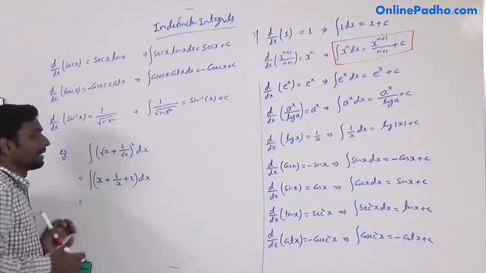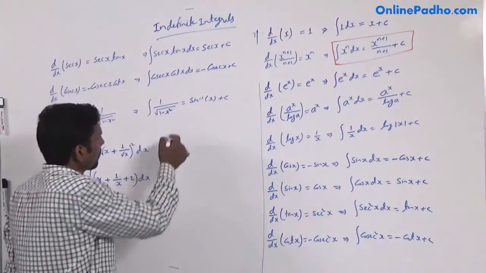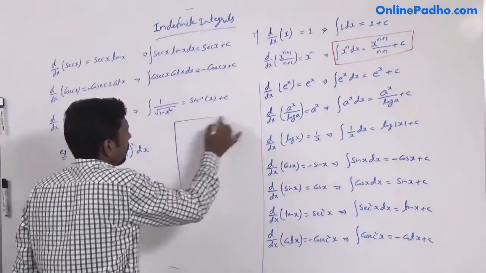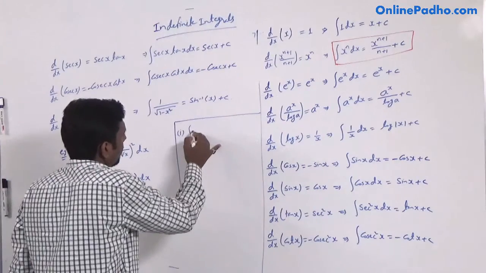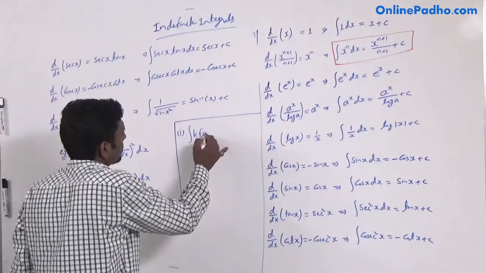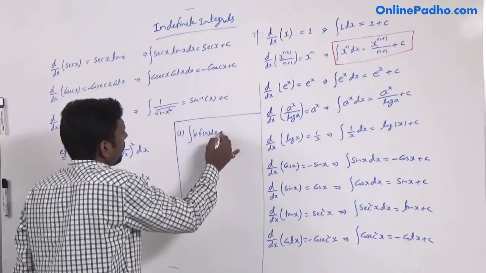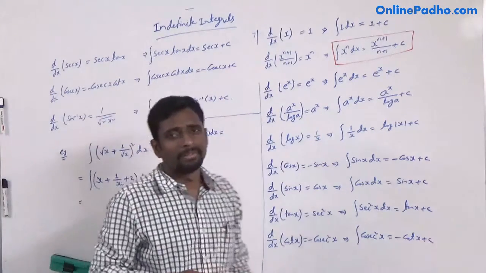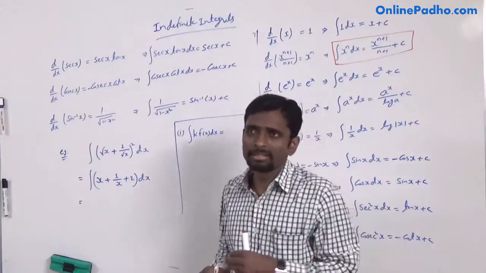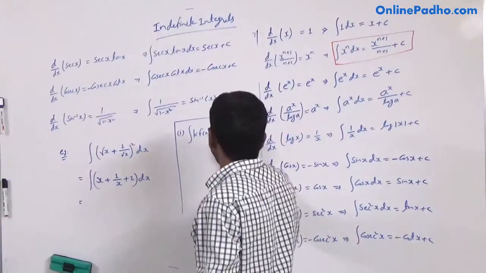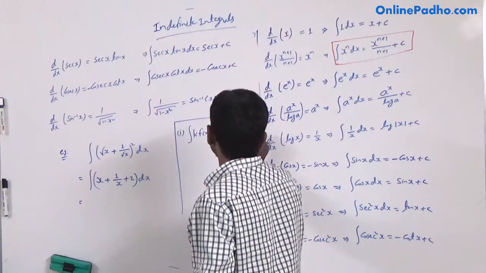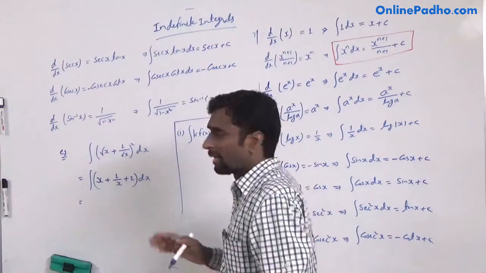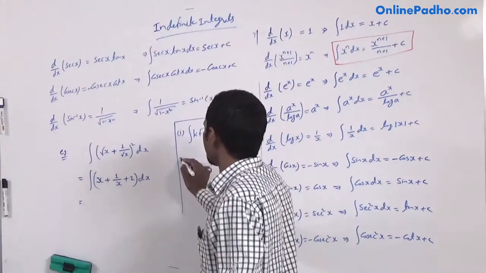Now we can separate the integration. Now there are two more integration rules. First one, that is integration of k multiply f(x). If you have to integrate a function and multiply it with a scalar quantity, you can write it as k multiply integration f(x) dx, right? You can take k constant outside that.